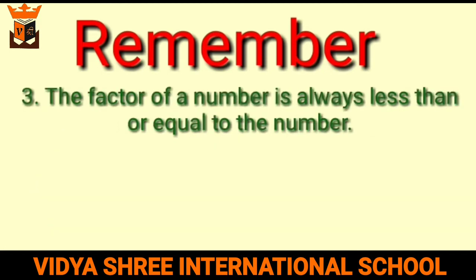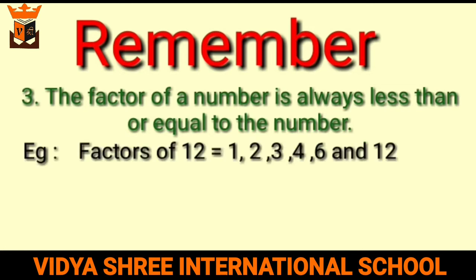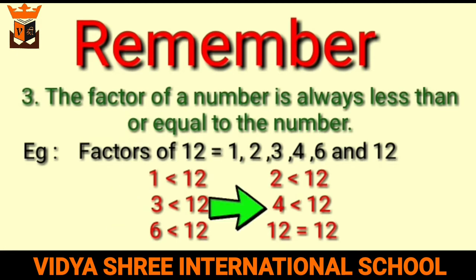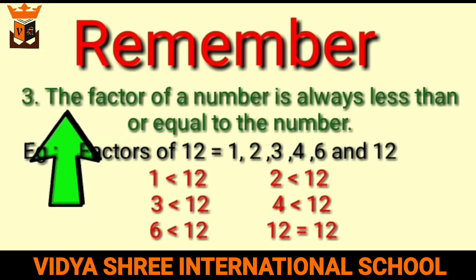Third, a factor of a number is always less than or equal to the number. For example, factors of 12 are 1, 2, 3, 4, 6 and 12. Here 1 is less than 12, 2 is less than 12, 3 is less than 12, 4 is less than 12 and 6 is less than 12, and 12 is equal to 12. Thus, it shows that a factor of a number is always less than or equal to the number.